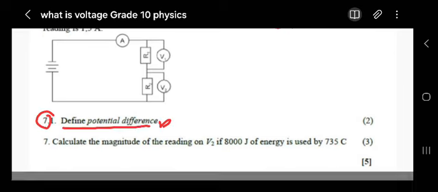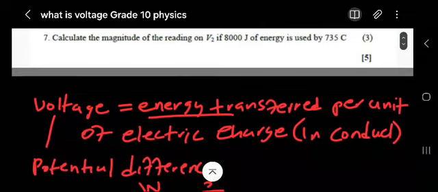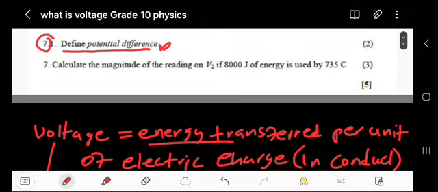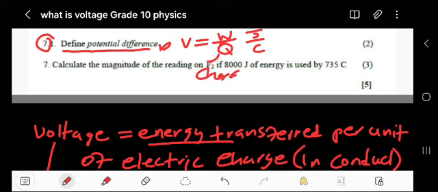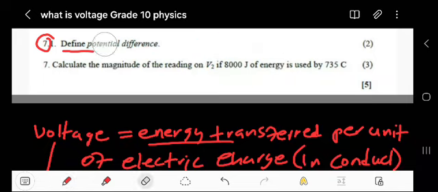I've talked about this. The potential difference is simply equal to the energy transferred per unit of electrical charge. W means energy transferred per unit charge. This is measured in joules per coulomb, where the coulomb represents charge. So it is the energy transferred per unit of electrical charge, right? That is our potential difference.